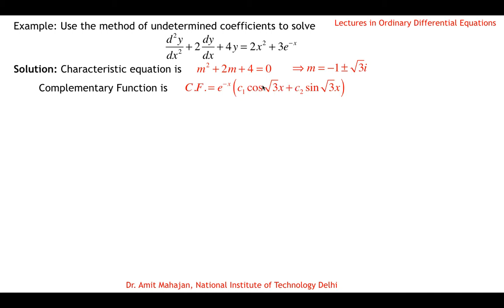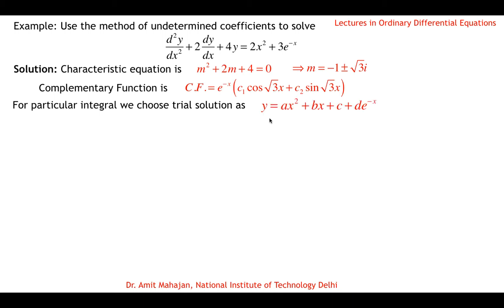That's one thing. So for the trial solution, for the x^2 polynomial there will be three terms: constant, linear x, and x^2. And for the exponential there will be one term. So we can choose the trial solution as y = ax^2 + bx + c, the polynomial because of this 2x^2, and d e^(-x) because of this exponential. We take arbitrary constants a, b, c, and d. Now we can substitute this y back into the differential equation and calculate a, b, c, and d.